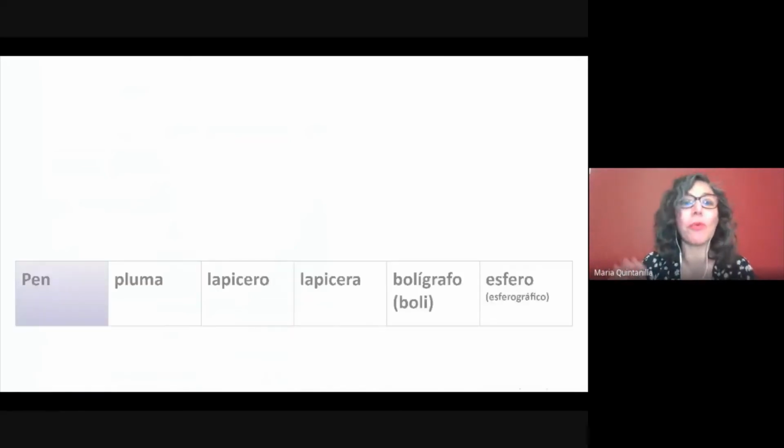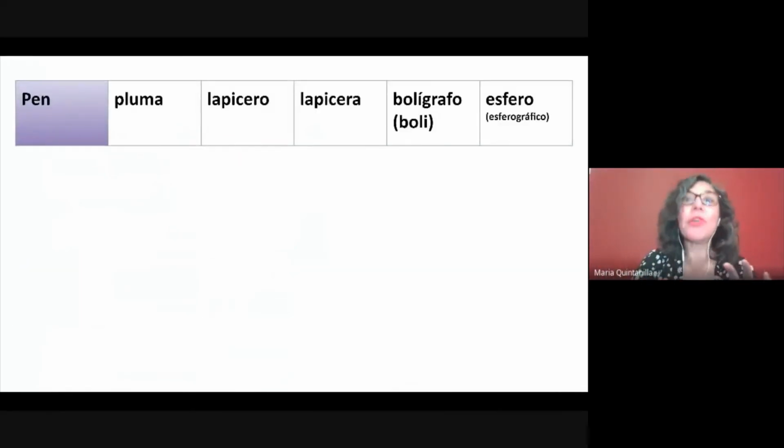For example, the word pen. Maybe you know it as pluma. Maybe you know it as lapicero. Maybe you know it as lapicera. In some parts of Argentina, they say lapicera. Or maybe you know it as bolígrafo, boli for short. Or maybe you may even know it as esfero, short for esferográfico. Look at this diversity in the language.